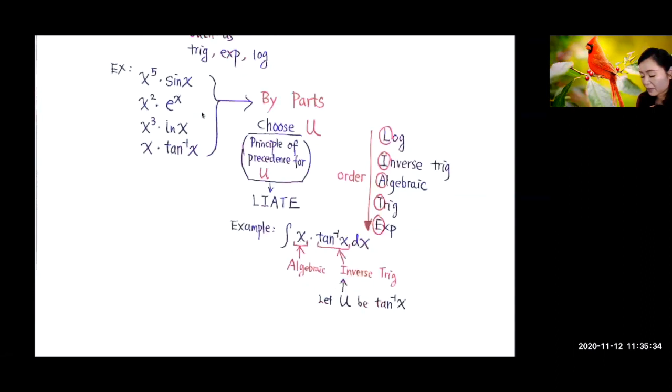Now, for example, this function that we integrate here is x times inverse tangent of x. X here is an algebraic function. Inverse tangent here is an inverse trig function. So this is A, this is I. I before A. So we let this u be this inverse trig function, which is inverse tangent of x. Do you guys get it?